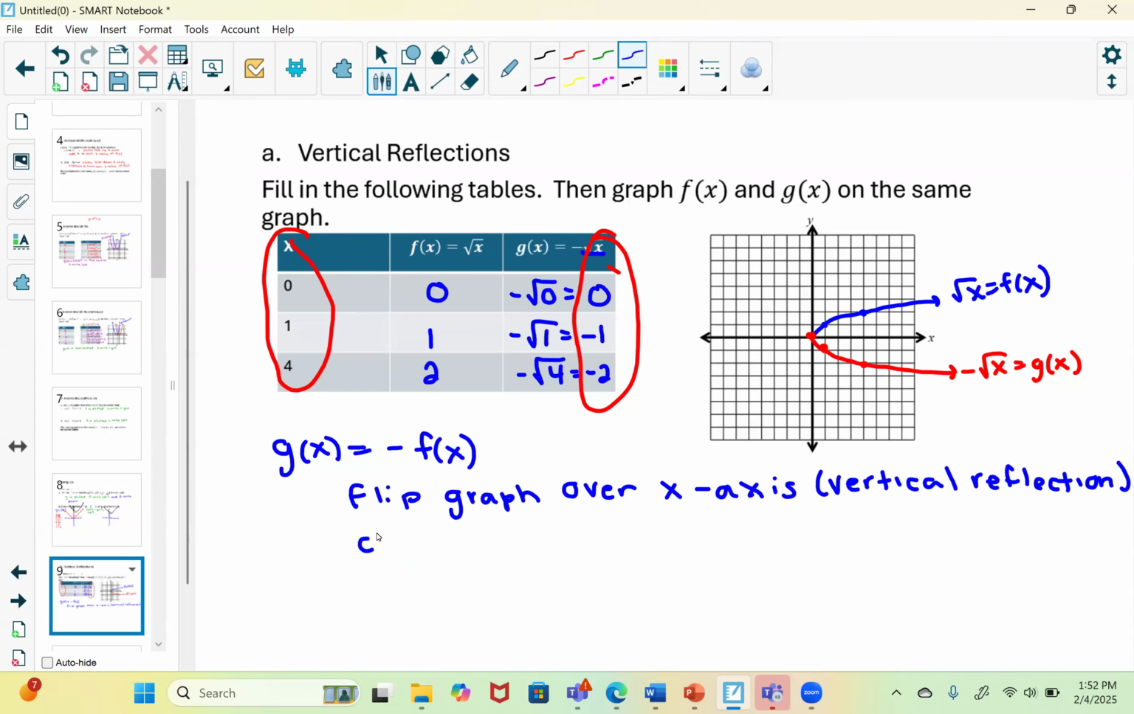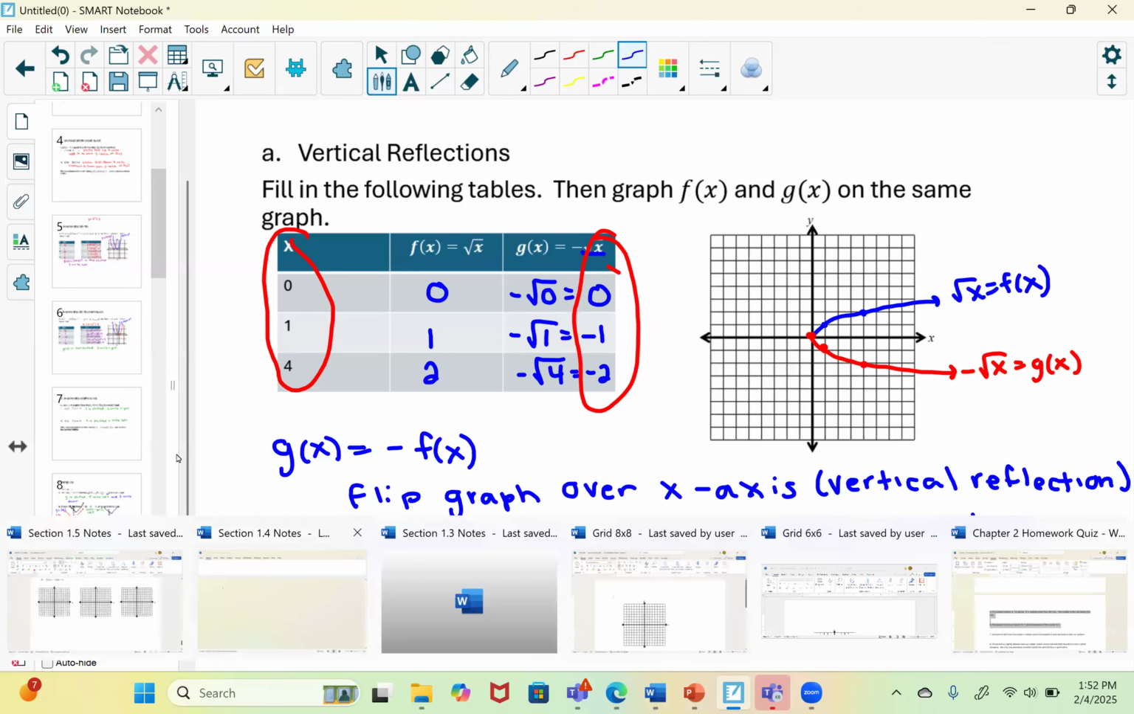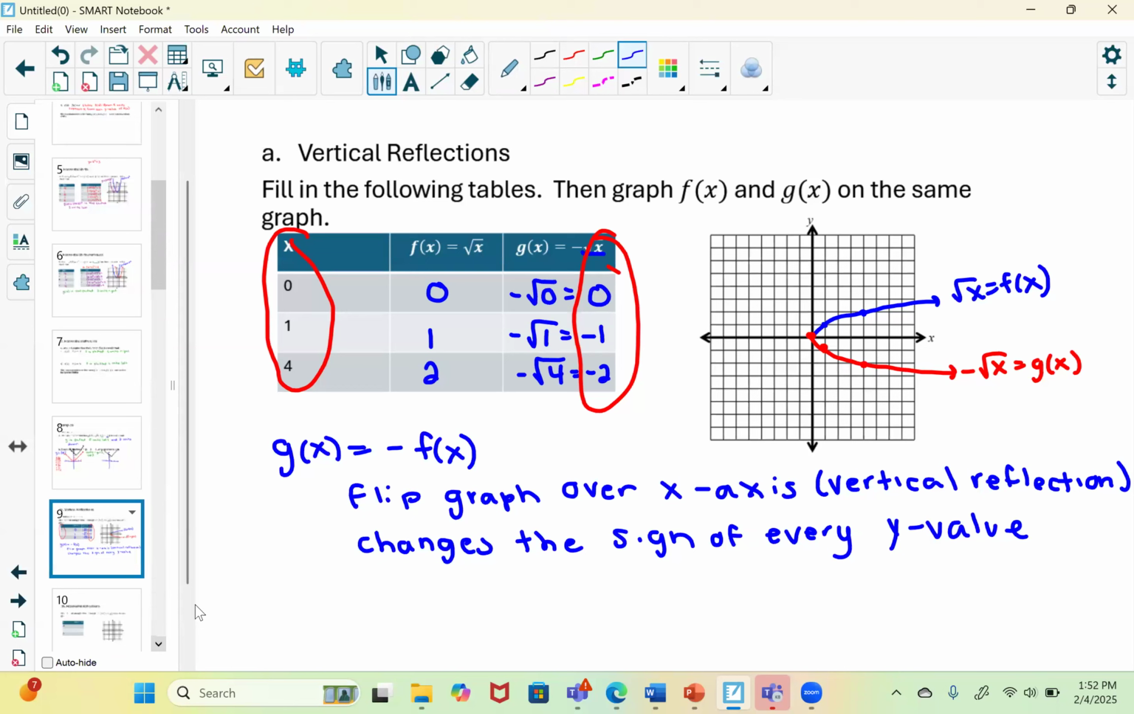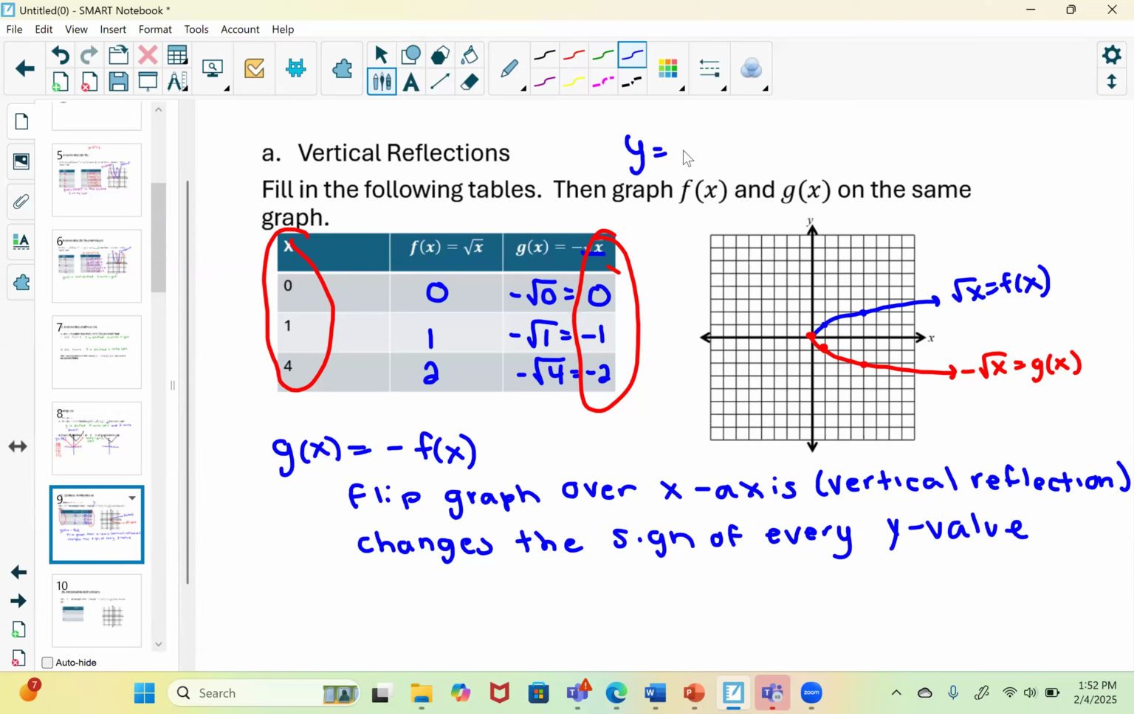And so it changes the sign of every y value. Okay, so if your y value is initially negative, it will become positive. It will flip up to the first quadrant. And if it's positive, then it will become negative. Okay, and that is called a vertical reflection. And if you're going to put this, it is y, g of x equals negative f of x. That's usually how we write it.